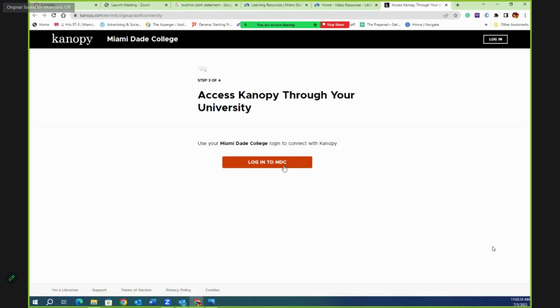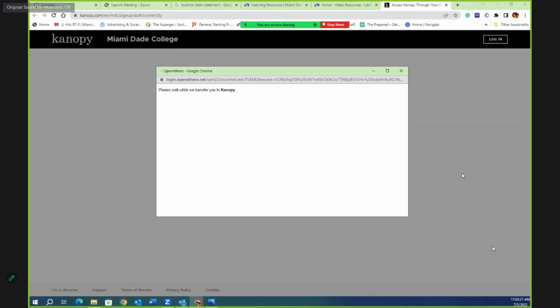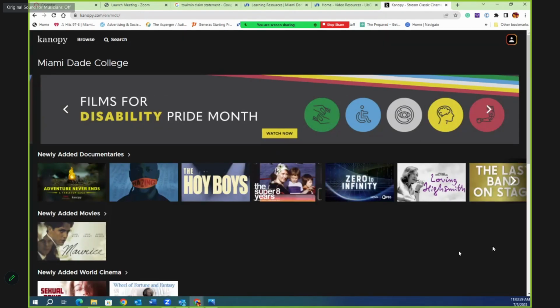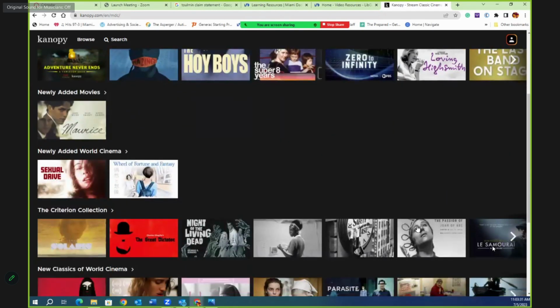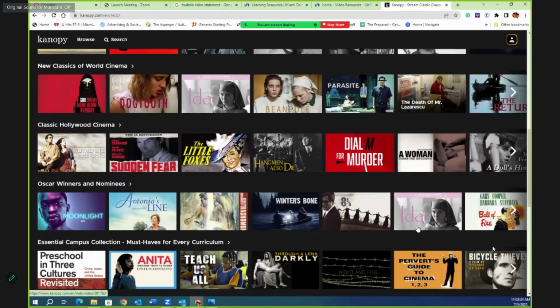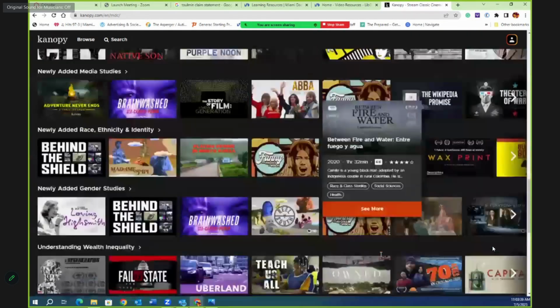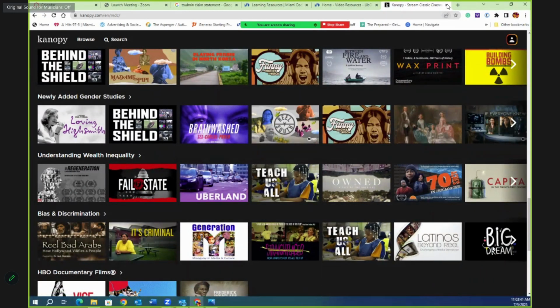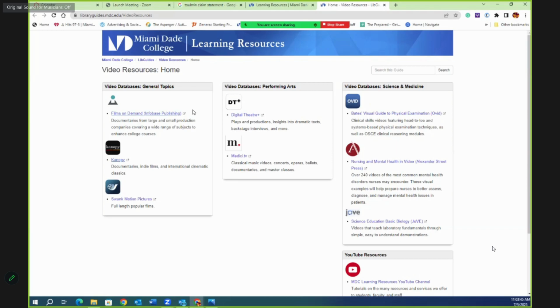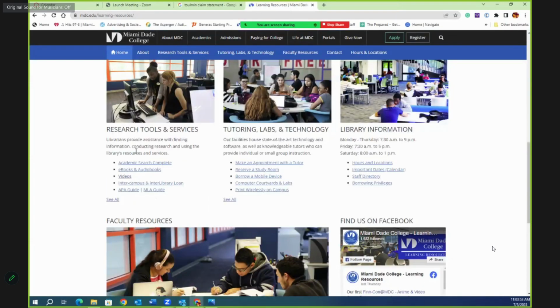Canopy does mostly documentaries. It wants me to log into MDC. It'll log me in now. And they also have lots of really great documentaries, movies, again, all free. So if you're looking for something, foreign films as well, they have a lot of foreign films here. So that's kind of cool that we have access to those. Okay. And the last one I even showed you, that's where you guys went for those documentaries, Films on Demand.